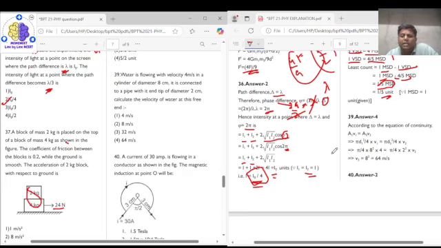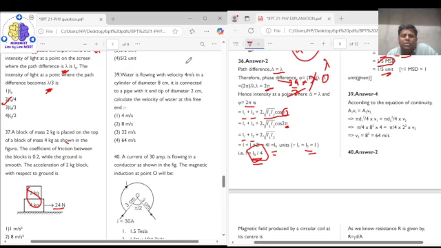Coming to question number 39. Water is flowing with a velocity of 4 meter per second in a cylinder of diameter 8 centimeter. It is connected to a pipe with an end tip of diameter 2 centimeter. Calculate the velocity of the water at the free end. Principle of continuity, A1 V1 is equal to A2 V2, right? Diameter has been given to us, so from there we can calculate A1 and A2. Velocity V1 has been given to us, we have to calculate velocity V2. Putting the values in the formula will simply give us the answer as 64 meter per second, which is option 4 in the question, right?